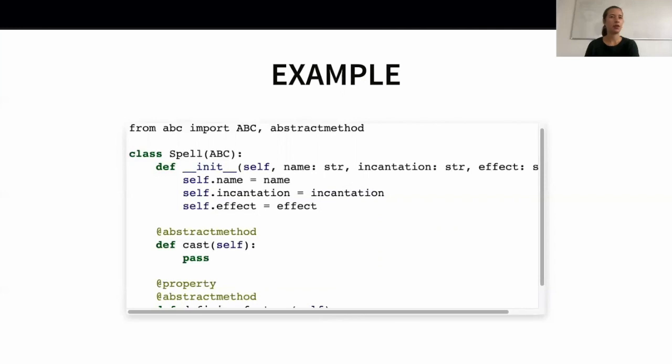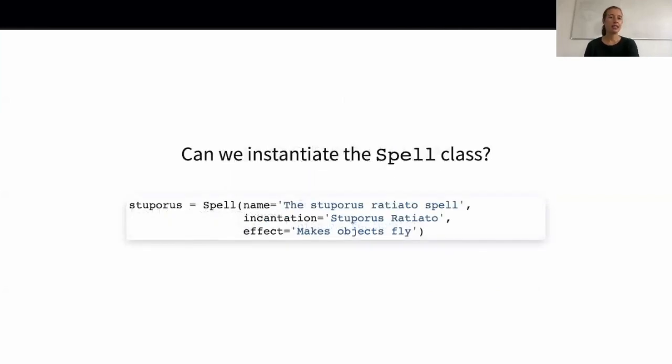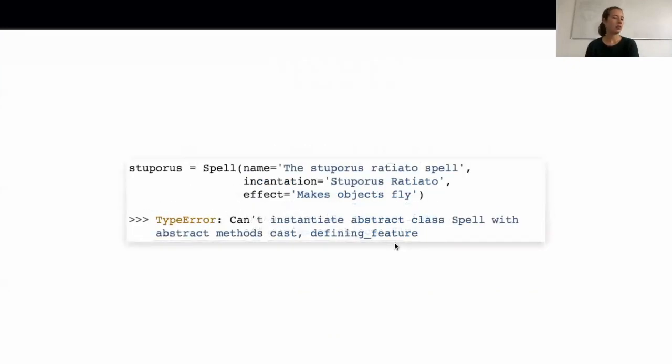a spell. We can introspect an ABC to find out what abstract methods it requires using the dunder __abstractmethods__ property. This is especially helpful if the ABC you're working with is not your own. Let's test whether we can instantiate the base class Spell using a simple spell, Stuporus Razziato. For this, we call our Spell class with a name, an incantation, and an effect. Okay, this doesn't work. Which is exactly what we want actually, since for abstract base classes, it should not be possible to instantiate the base class. So this is what we expected and what we want.